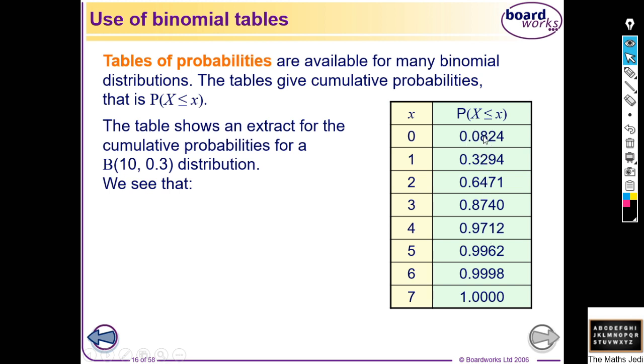So this one here is the probability of 0. This is the probability of 0 and the probability of 1. This is the probability of 0, the probability of 1 and the probability of 2. This is 0, 1, 2 and 3. 0 to 4, 0 to 5, 0 to 6, and finally the probability of getting up to 7 will be 1 here. That's 6 plus 5 plus 4 plus 3 plus 2 plus 1 plus 0, and the 7 as well. So all the probabilities added up. So that's important to mention about tables of probabilities. They're always cumulative.